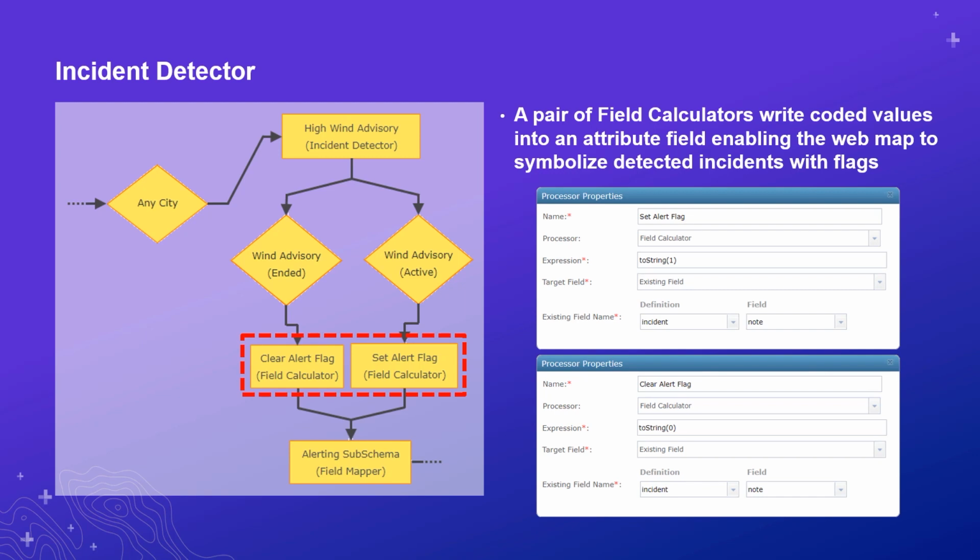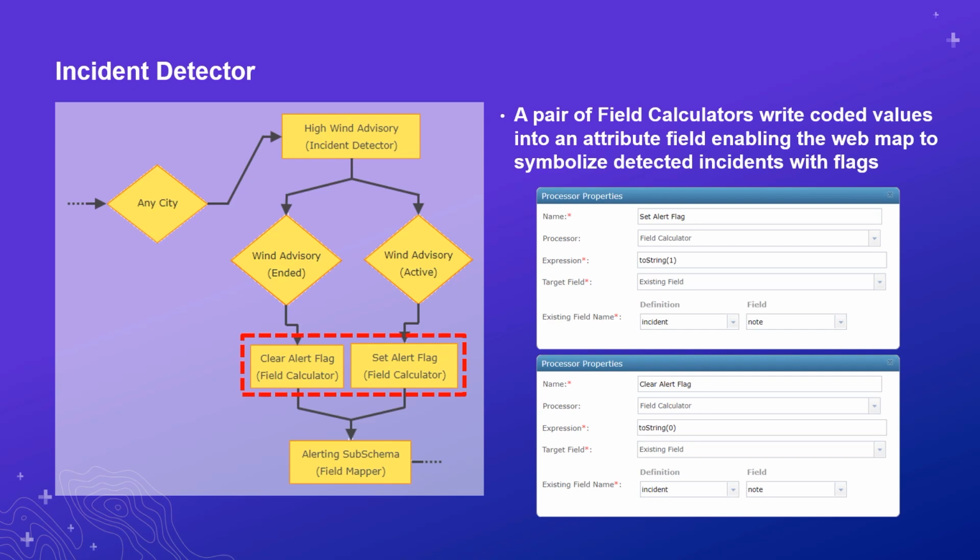Notice that I'm using a little sleight of hand here. Each field calculator calculates a string equivalent of either 1 or 0, and writes the string into an available attribute field named Note, which the incident detector is not otherwise using. This enables me to configure a field mapper, which will copy a station report's track identifier, the computed note, and an incident duration into attribute fields consistent with a feature record schema.